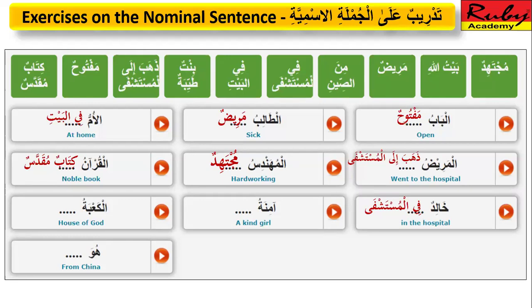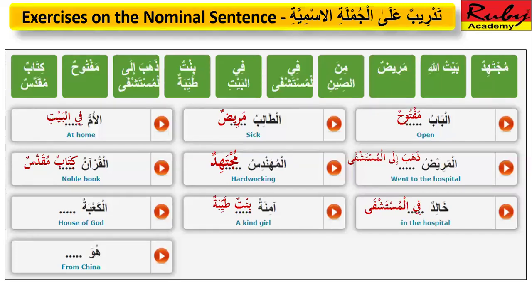Then aminatu. Bintun Tayyibatun. Yes, a kind girl. So aminatu is again a proper noun. It's a feminine proper noun, and as I have given in this note, masculine proper nouns end with the tanween, whereas feminine proper nouns end with one dhamma. Aminatu, Zainabu, Aishatu, Mariamu, Khadijatu. So here Aminatu is a proper noun, so it is definite. And Bintun Tayyibatun is a descriptive phrase which is the khabar.